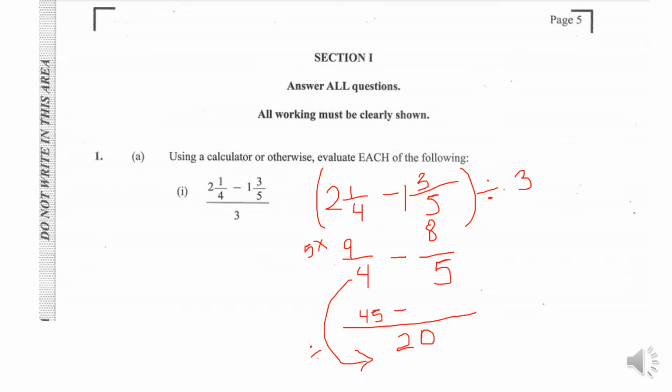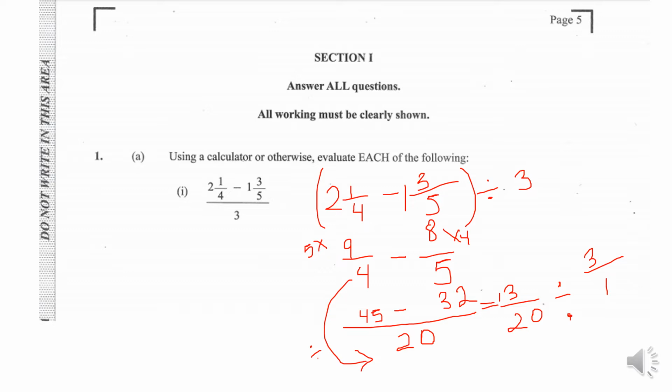I'm going to do the same thing with the other fraction. 5 into 20 is 4, and 4 times 8 is going to give me 32. 45 minus 32 is 13, so I'm getting 13 over 20. What do I have to do next? 13 over 20 divided by 3. As I can see here, 3 is a whole number, so 1 is understood as its denominator.